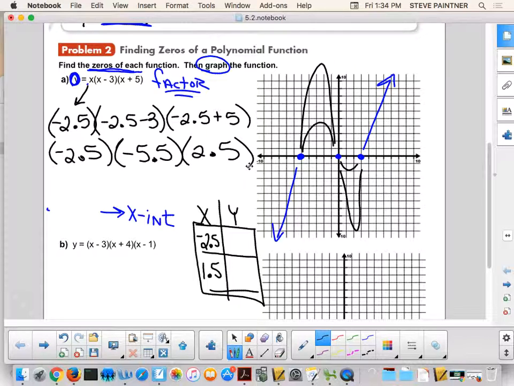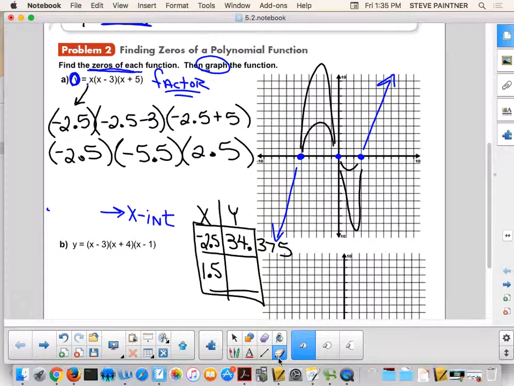What did you get? 34.375. 34 point what? 375. Okay. All right. It's kind of up there. It's up there, 34, whatever. How about 1.5? Put it in.